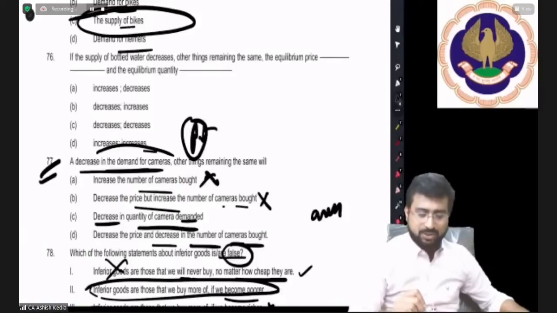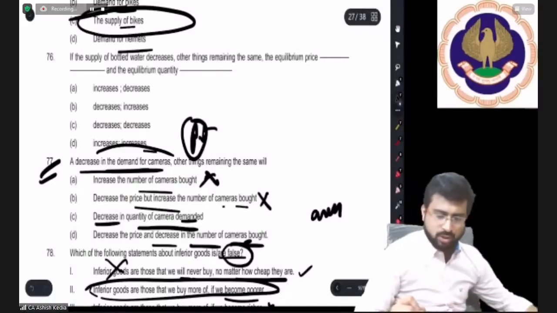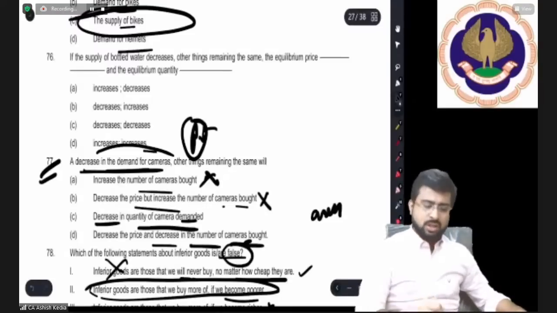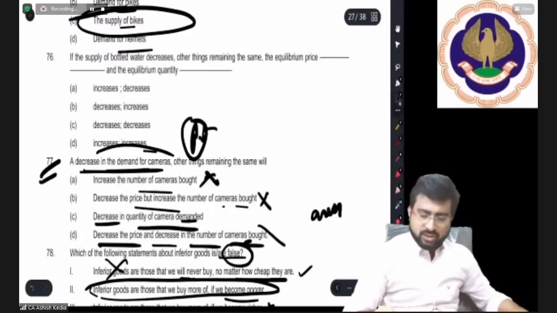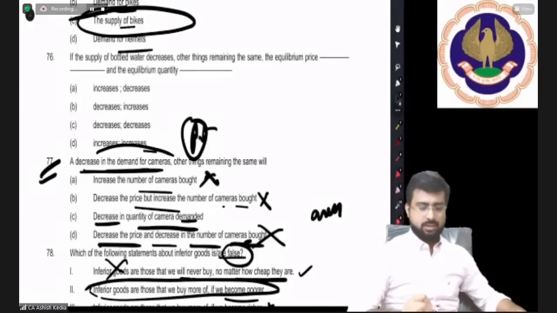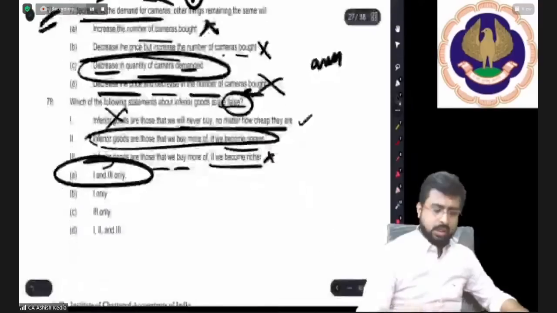It's impossible. Decrease in price and decrease in the number of cameras bought, decrease in demand for cameras. If the word decrease is used, it's not related to price. So the other option cannot be the answer. It would have been contraction. So this is the correct answer, by process of elimination.